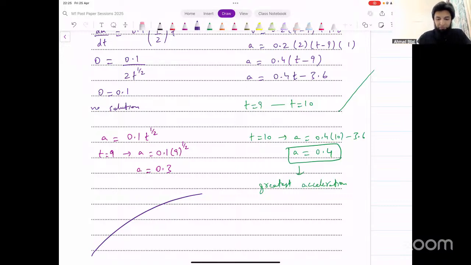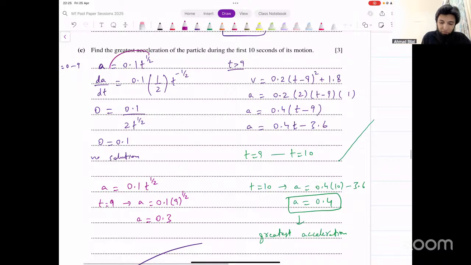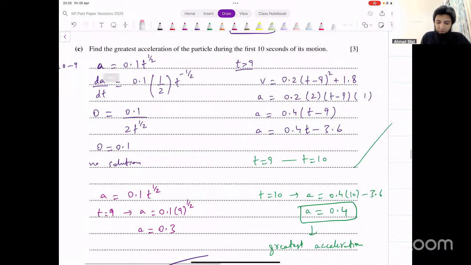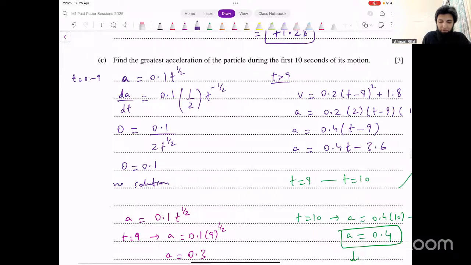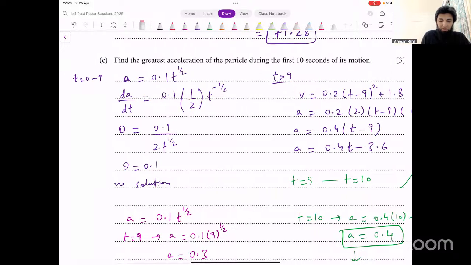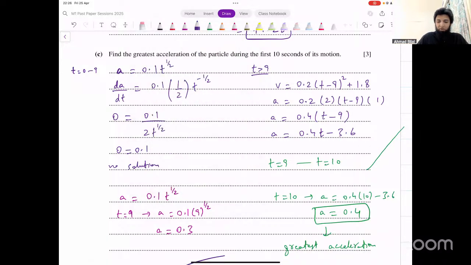When will the first function give you the highest value? You have 0.1 into t raised to power something. 0.1 is a constant. This value will be big when t is big. So what's the largest possible value of t that we can have? This function is only valid from 0 to 9 seconds. So in that time interval, the maximum value of t that we can have is 9. So we check what the acceleration turns out to be at 9.